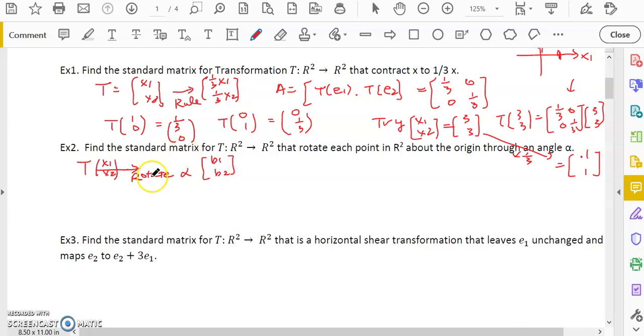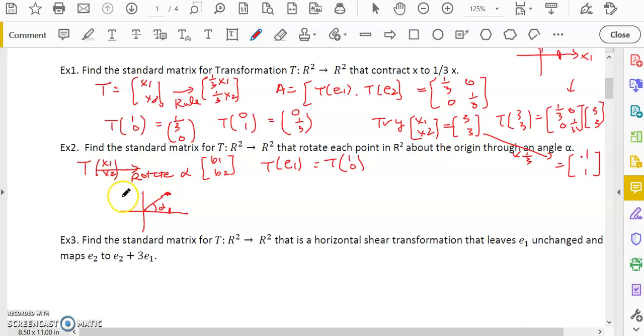So this is like that. We don't know what it is, but we can geometrically think about it. So let's try T of e1. That means T of (1, 0). So I'm going to draw a picture of (1, 0). I rotate through an angle alpha. So for example, this is alpha. So where would my new x and y be?